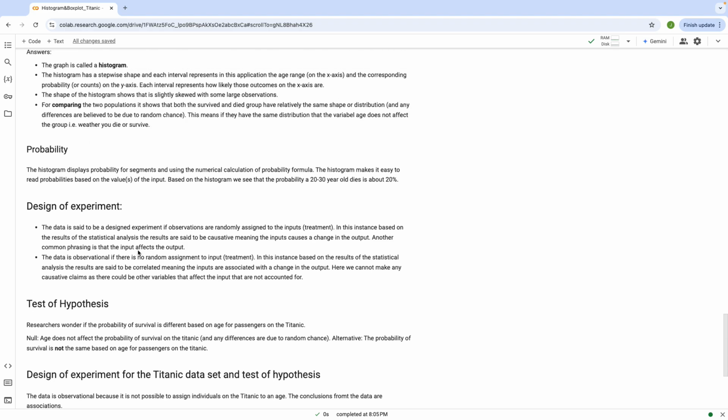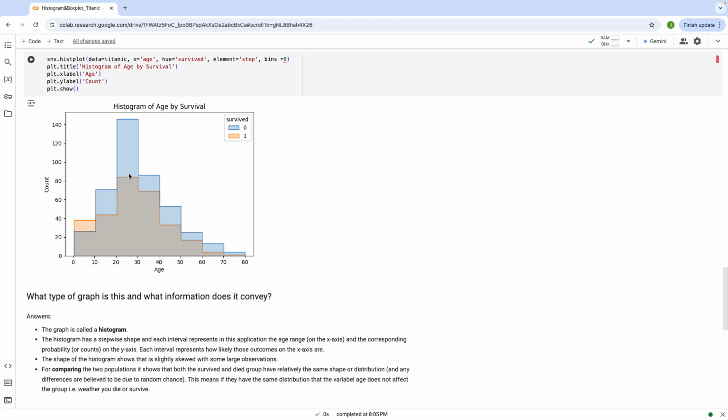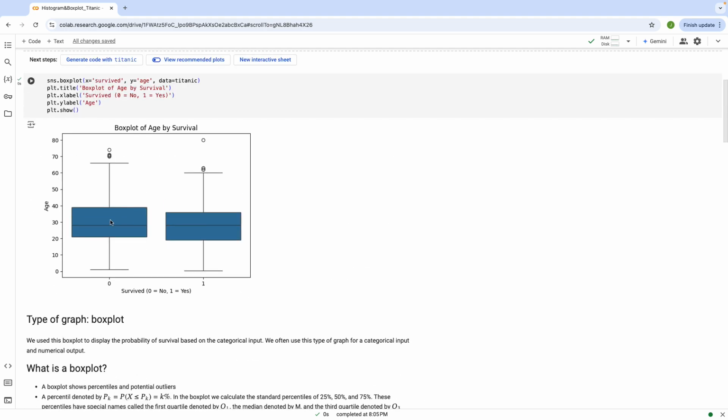So in terms of these two graphs, because this one is overlaid and because these two are side by side with very similar values, this suggests that age does not play a role in survival.